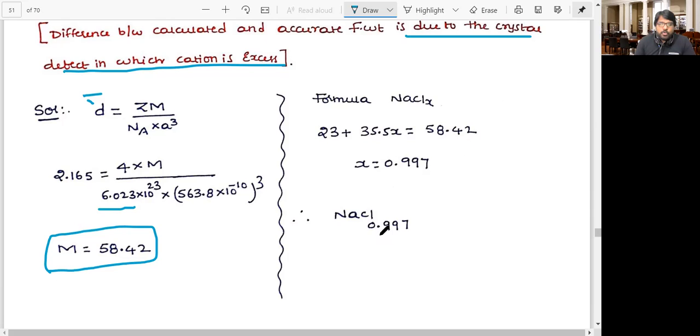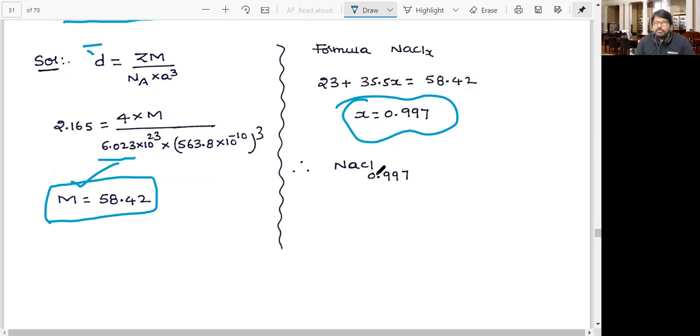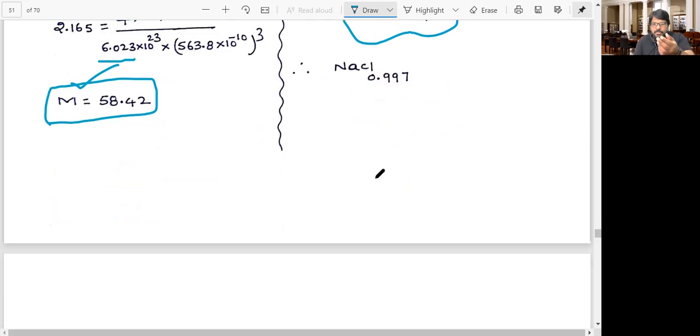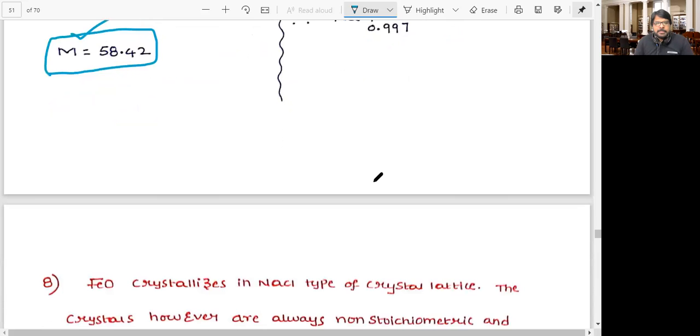But if you write sodium as 0.997 and chlorine as 1, definitely that is wrong. So sodium is 1. And how many chlorides? I don't know. So let me take x. Here sodium is 23 and chlorine is 35.5, and the formula mass we got is 58.42, and if you simplify you'll get the x value. What is the x value? The effective number of chlorines. So the formula of the solid will be like this, right? This is due to the defect, right? And the next one.